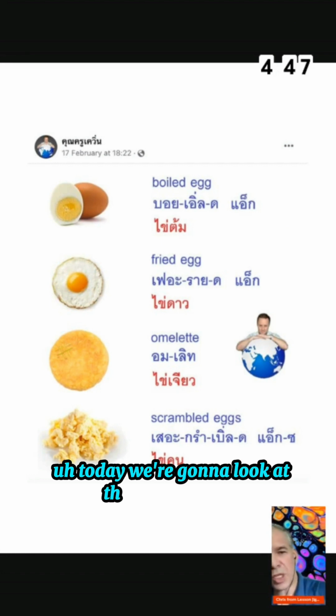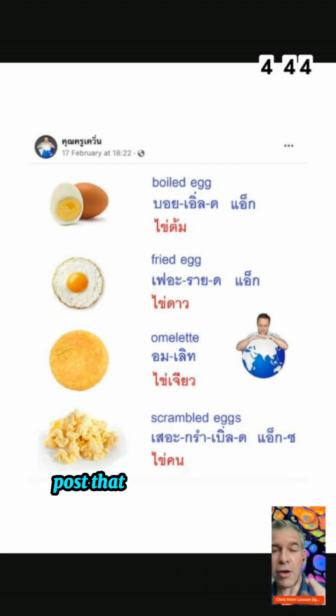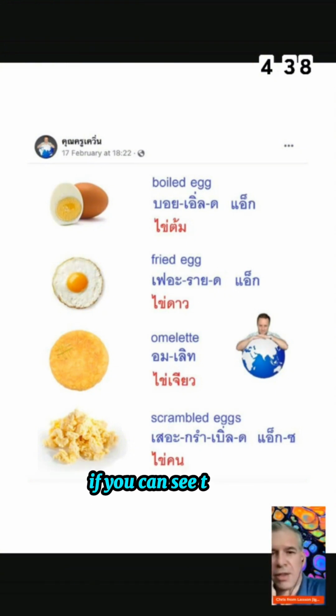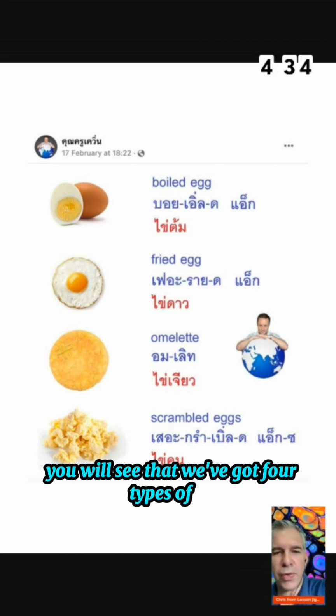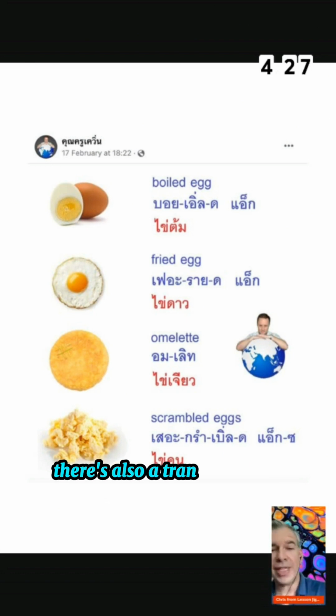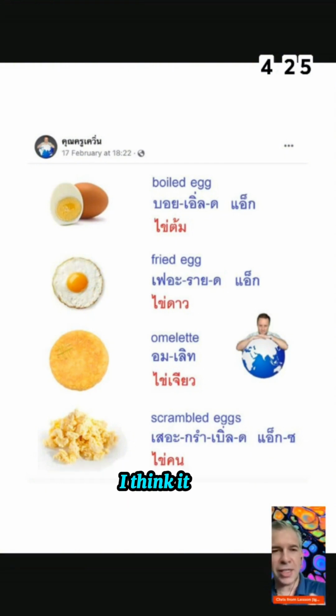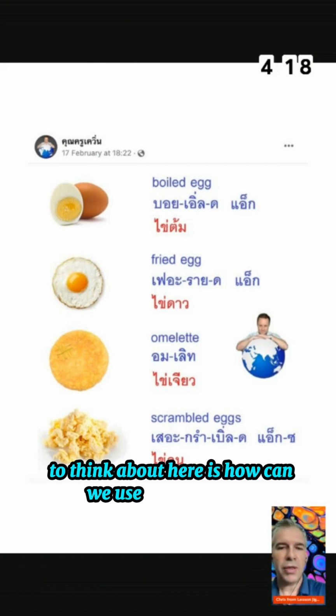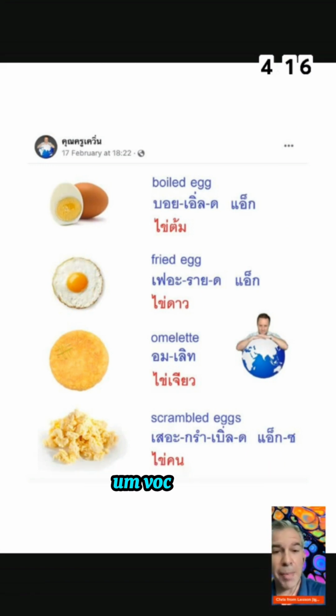Today, we're going to look at this particular post that I found on Facebook, and this could be in other social media areas. But if you can see the visual, you'll see that we've got four types of cooked eggs. We've got boiled egg, fried egg, omelette, and scrambled eggs. There's also a translation into another language. I think it's Thai. But the main thing to think about here is how can we use this particular vocabulary?